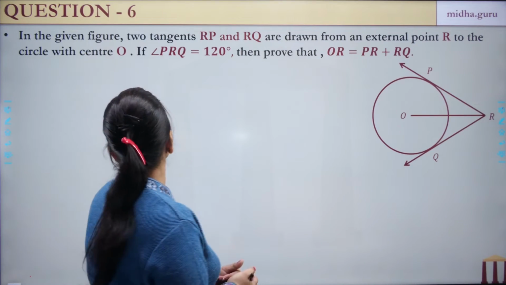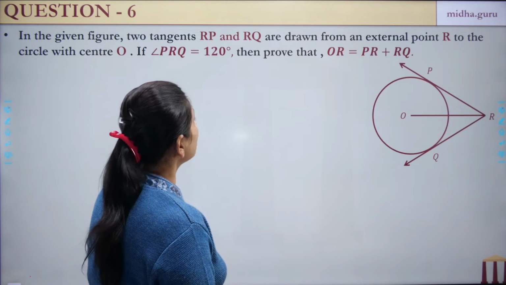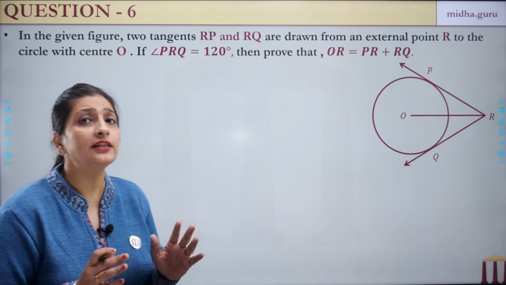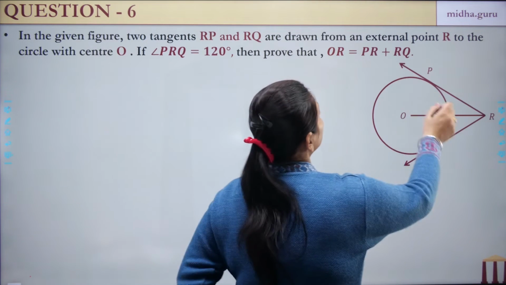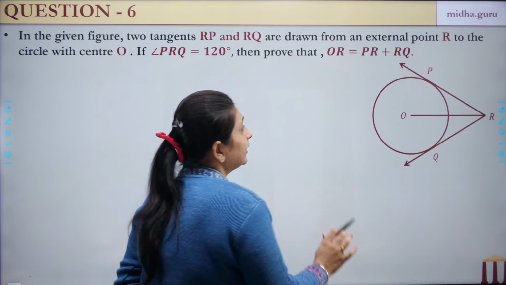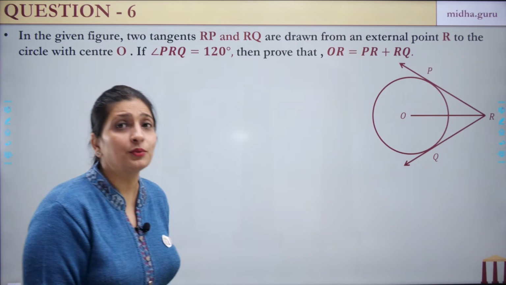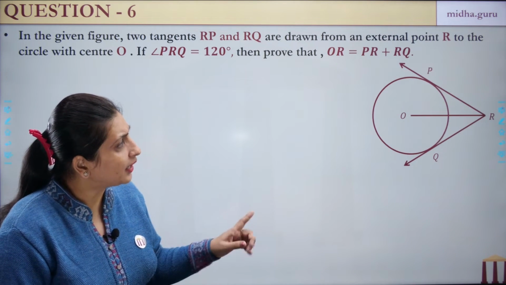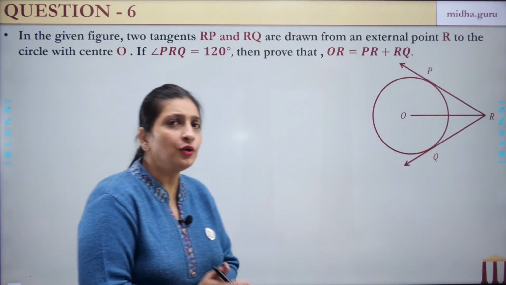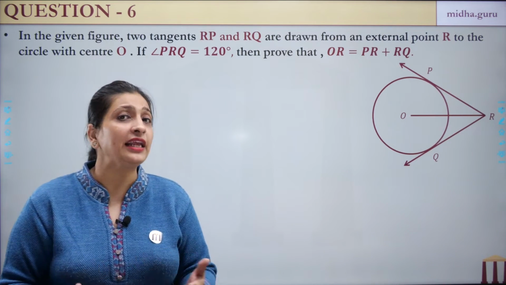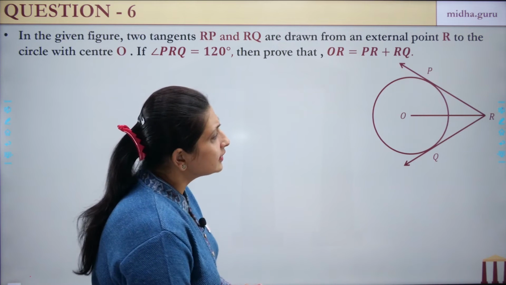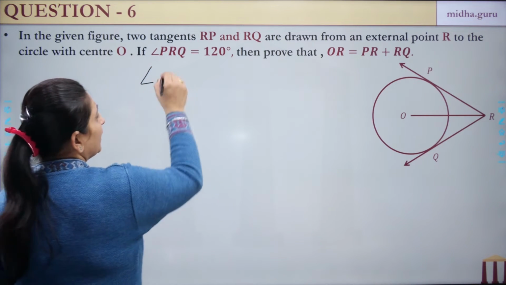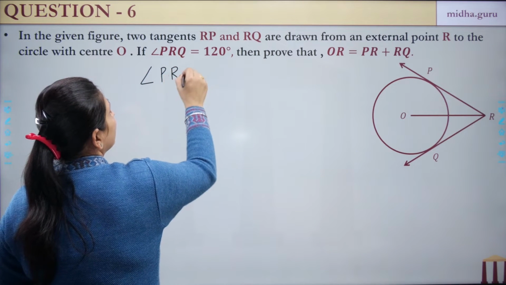Our next question is, in the given figure, 2 tangents RP and RQ are drawn from an external point R to the circle whose center is O. Angle PRQ is given as 120 degree. We have to prove OR is equal to PR plus RQ. So using the theorem of tangents, we can easily prove this. What is given in the question? We'll just write it down. This is given, angle PRQ is 120 degree.